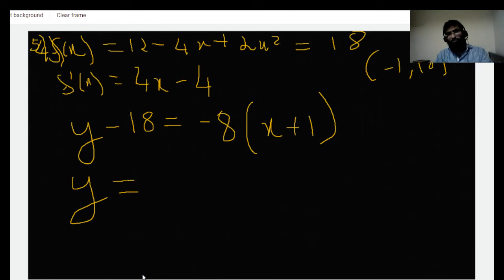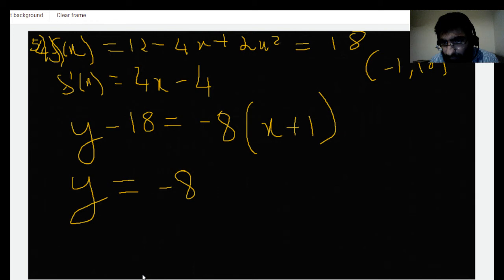Mark my words. You're doing it for the tangent, not for the normal. For normal it would be plus 1 by 8, but this is tangent. No, even for tangent, you have got it wrong. It's 4x minus 4. 4x minus 4.